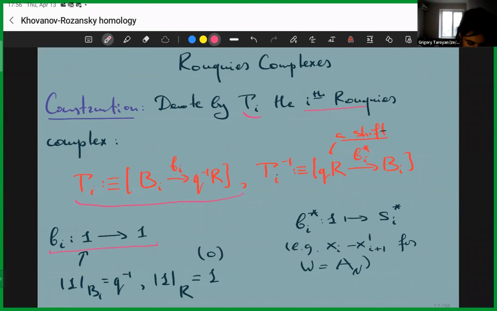So why do we need this shift? Well, because in this bimodule, we actually have the degree of 1 in Q minus 1 instead of just 1, as we should have in R. So we need to shift it to obtain a genuine morphism of graded bimodules.